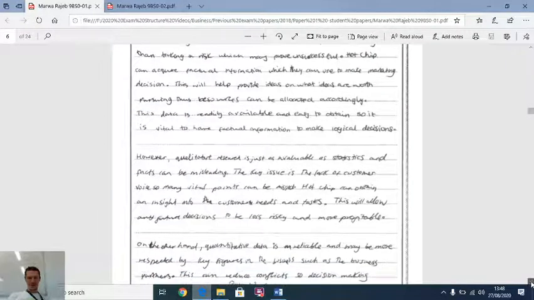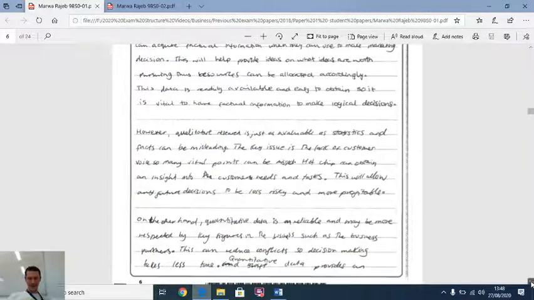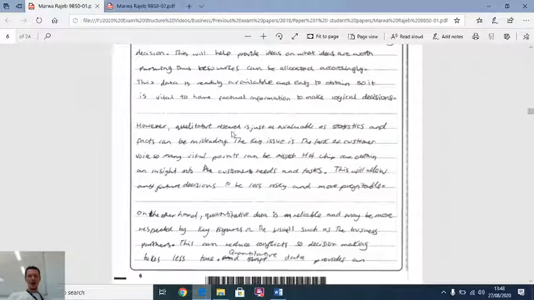However, there are downsides. Qualitative research is just as valuable. Okay, so she's almost rephrasing the question, isn't she? She's saying, right, the question's ignoring qualitative data. Let's bring it in. Qualitative research is just as invaluable as statistics and facts. Can be misleading. We know that. The key issue is the lack of customer voice. So many vital points could be missed.